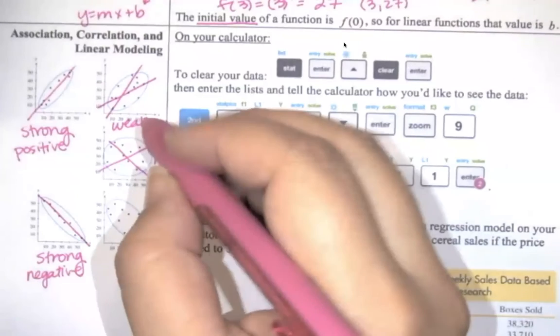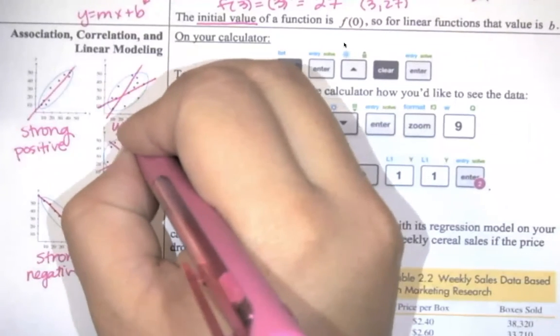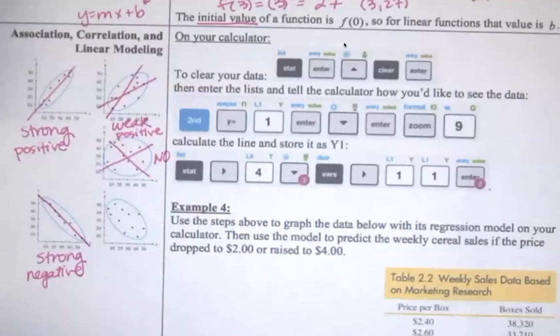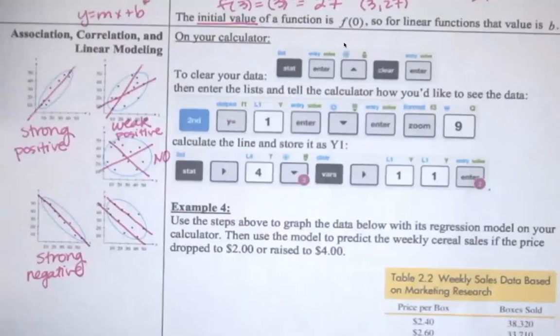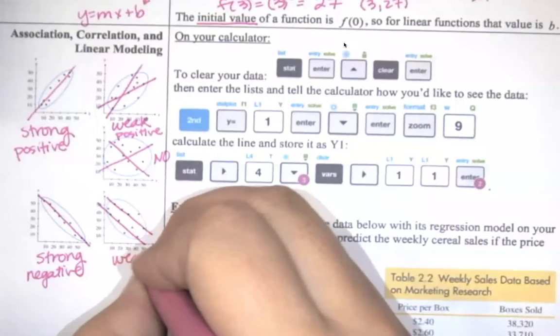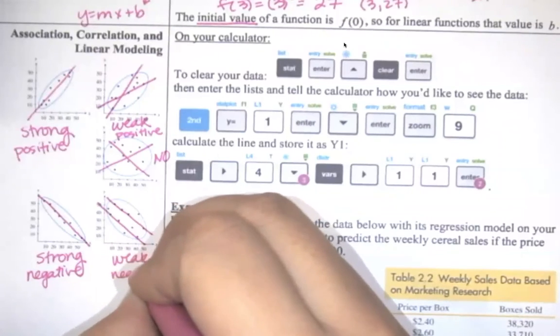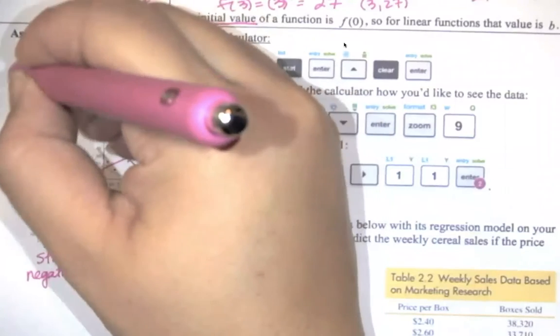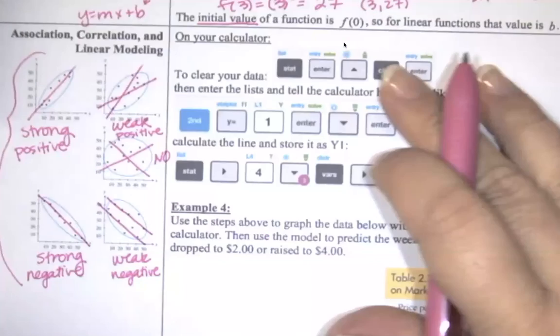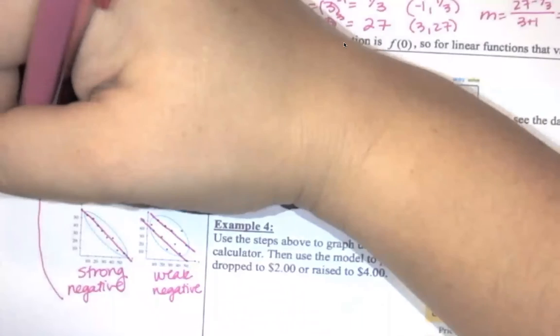Here we have a weak positive correlation. And here, again, there's maybe a few different lines of best fit that I can imagine. So this would be a weak negative correlation. So this whole diagram here on the side is for correlation.